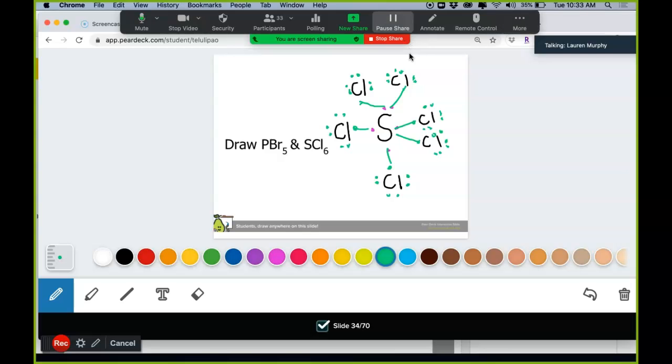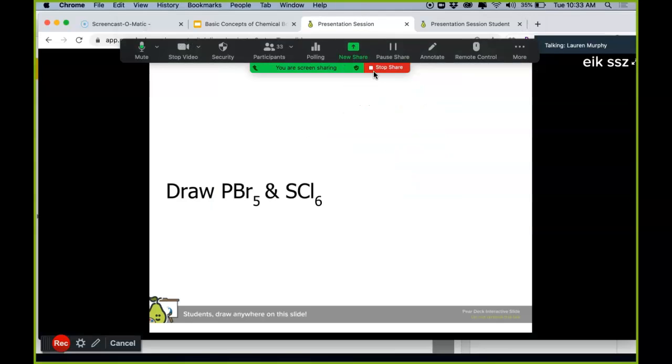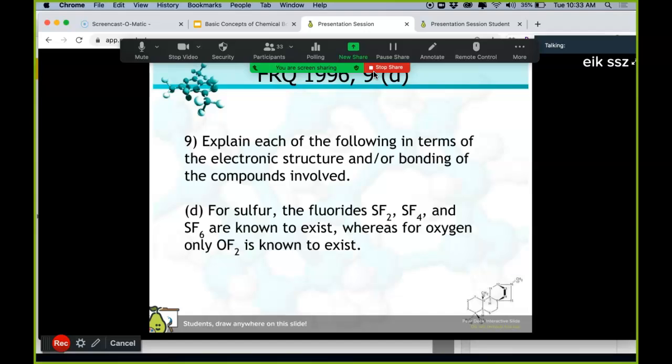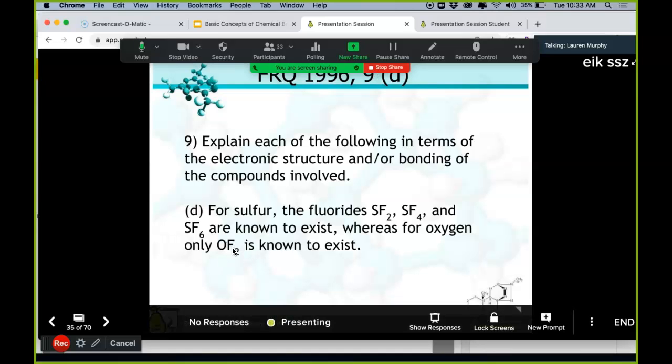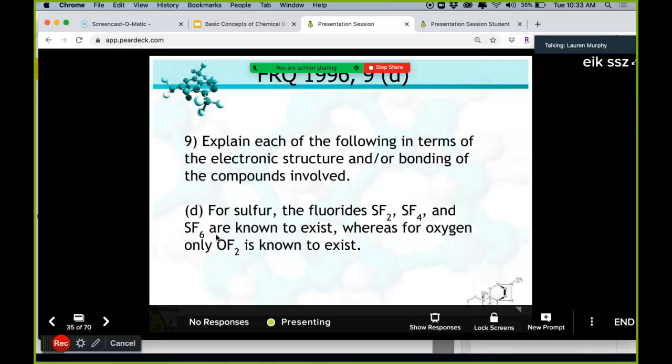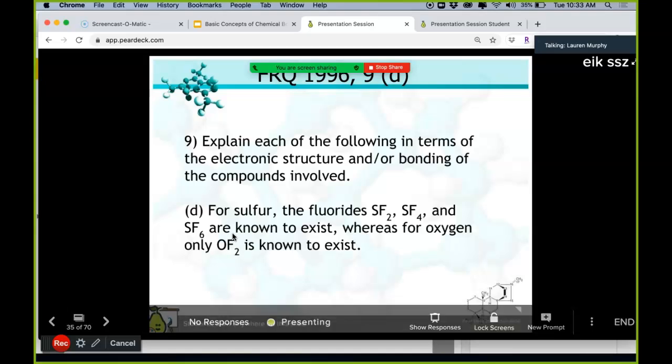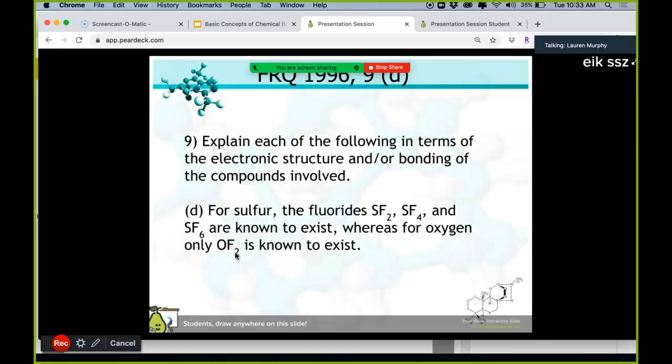Okay, so let's keep going. Okay, so it says explain. For sulfur, you can have SF2, SF4, and SF6, whereas for oxygen, only OF2 can exist. So why can't you, right, sulfur and oxygen are in the same family, which means they have the same number of valence electrons. So why can't OF4 and OF6 exist, is what they're asking. So do you know?